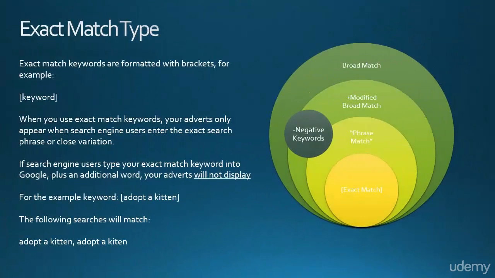Let's have a look at exact match keywords. These are formatted with brackets on either side, for example, open bracket, keyword, close bracket. When you use exact match keywords, your adverts only appear when search engine users enter the exact search phrase or close variation. If search engine users type your exact match keyword into Google plus an additional word, your adverts will not display. In the example of adopt a kitten exact match, the only times that this is going to trigger your advert is when people type that specific word or phrase into Google or misspell one of the phrases within the keyword.